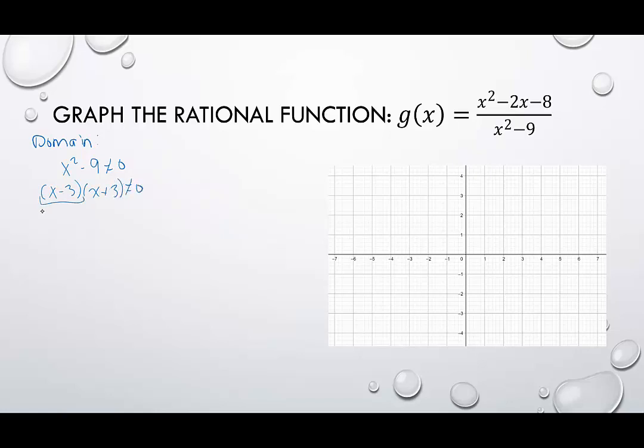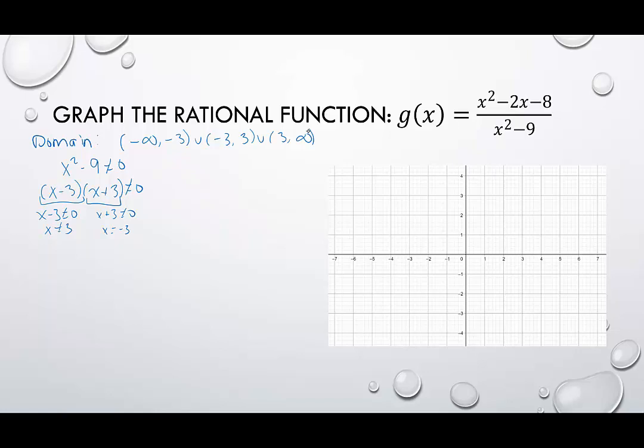Set each factor not equal to 0, and we get x cannot be 3 here. And then this factor, x plus 3 cannot equal 0, would be x equals negative 3. So we know there's two restrictions on our domain. x can't be negative 3, x can't be positive 3. The way we write that is we say the domain is from negative infinity to negative 3, from negative 3 to 3, and from 3 to infinity.